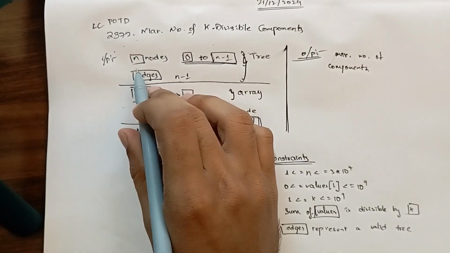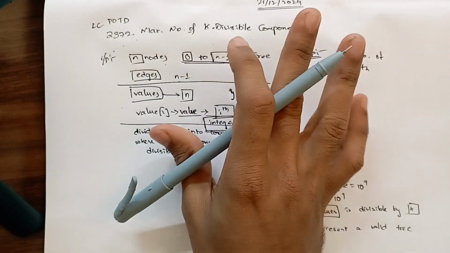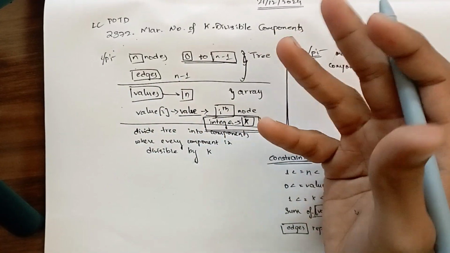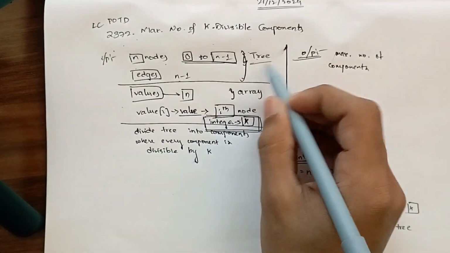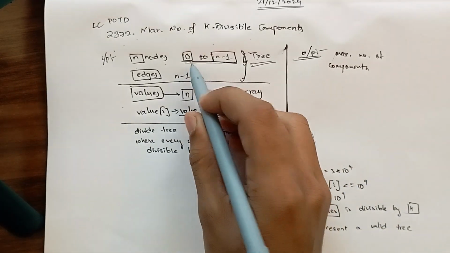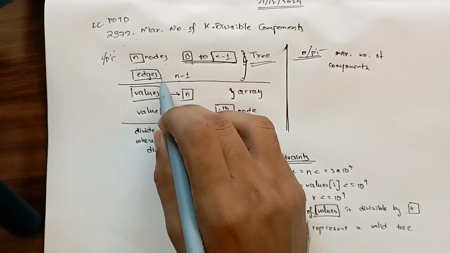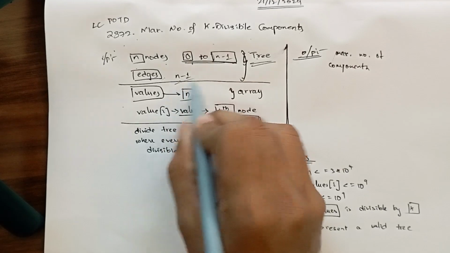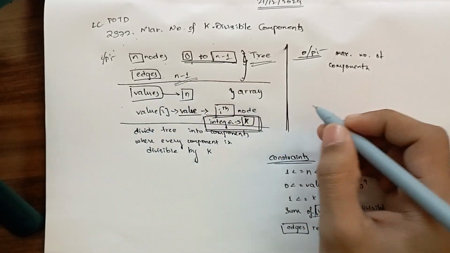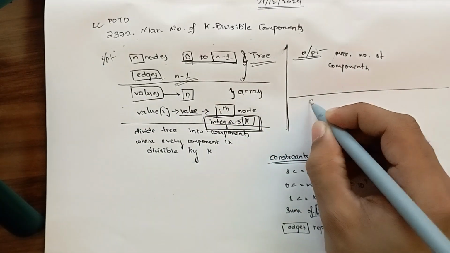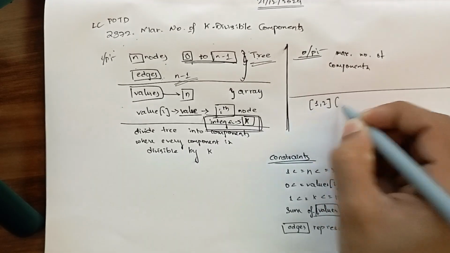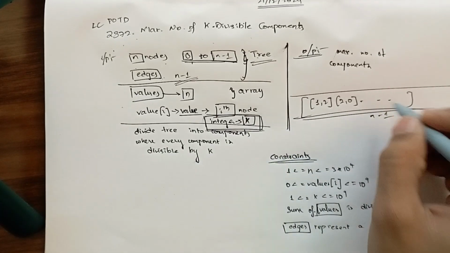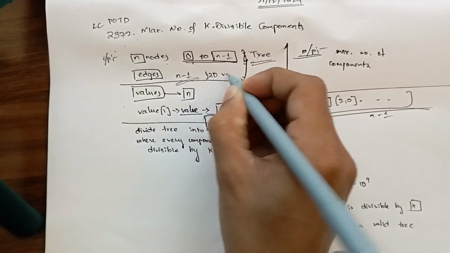So, we are given n nodes, 0 to n minus 1. We have been given a tree of n nodes with edges. These edges are represented as n minus 1 pairs, which means the edges are connected like 1, 2, 2, 0 and so on up to n minus 1. This is a 2D vector.